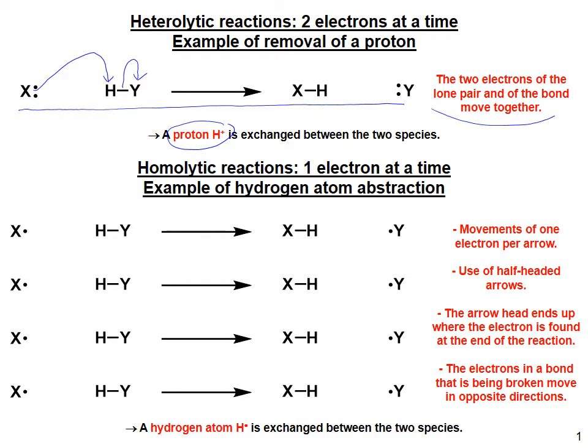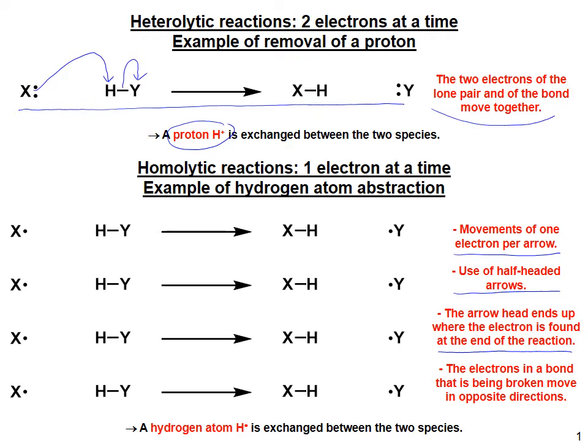Now, the type of reactions that we're going to see in fragmentation reactions involve radicals. So there's going to be the movement of one electron at a time. These are called homolytic reactions. When we see homolytic reactions, we're going to use a different type of arrow that not only shows the movement of one electron, but we're going to use half-headed arrows. Another characteristic of these mechanisms will be that the arrow ends up where the electron is found at the end of the reaction. You'll see what we mean by that.